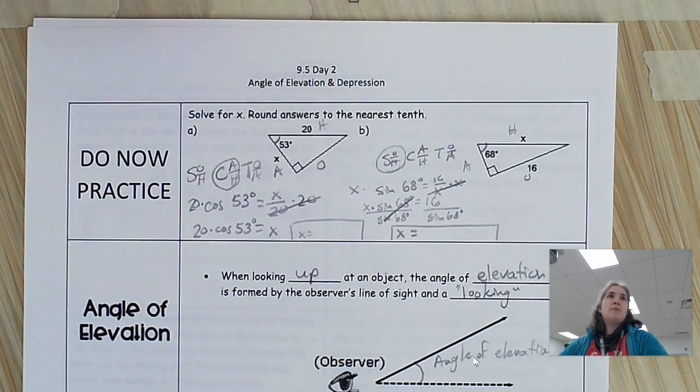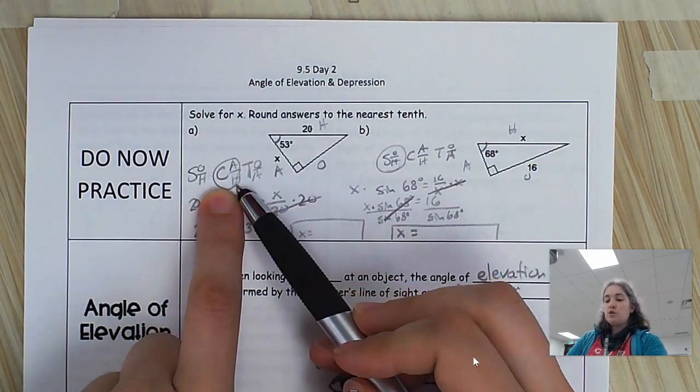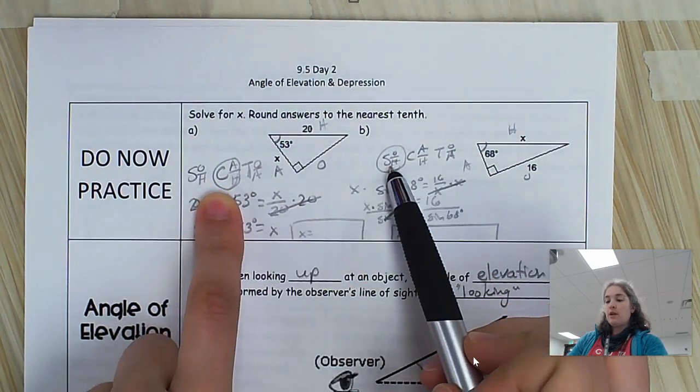Geometry. So today is 9.5 day 2. Hopefully you've had a chance to practice a little bit. Our do now up here: for A, you should have cosine, and for B, you should have sine.